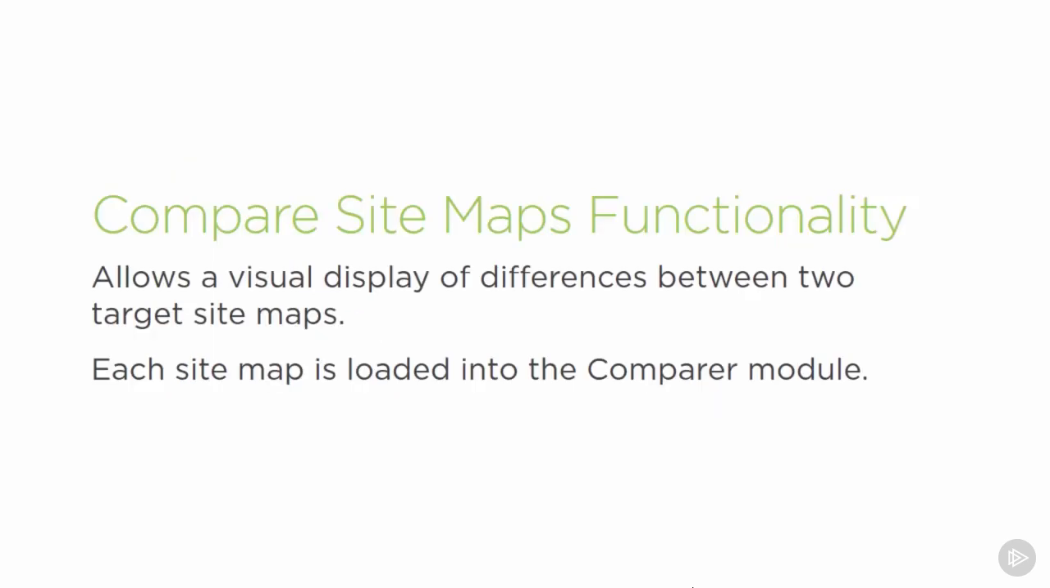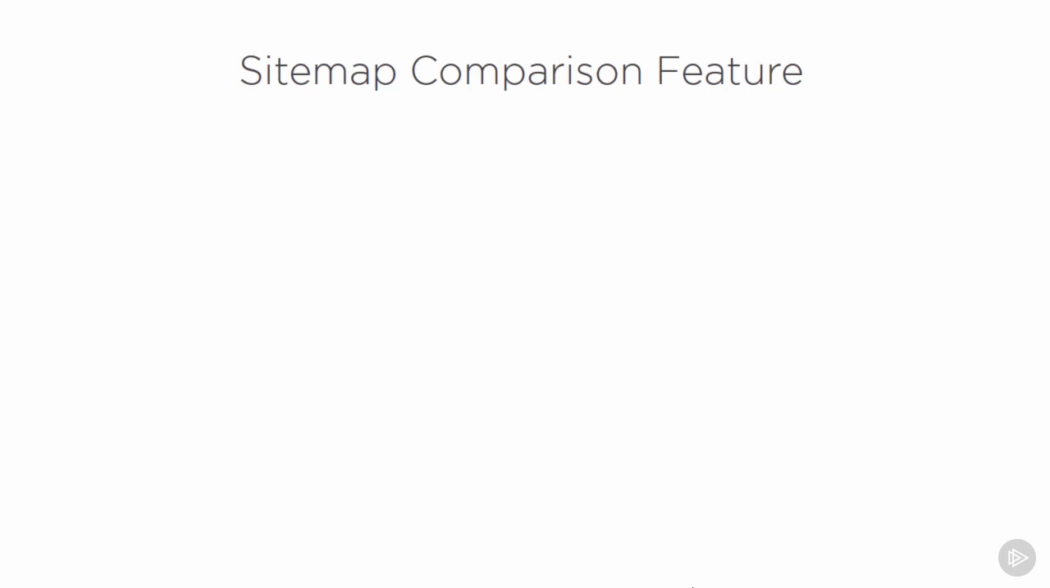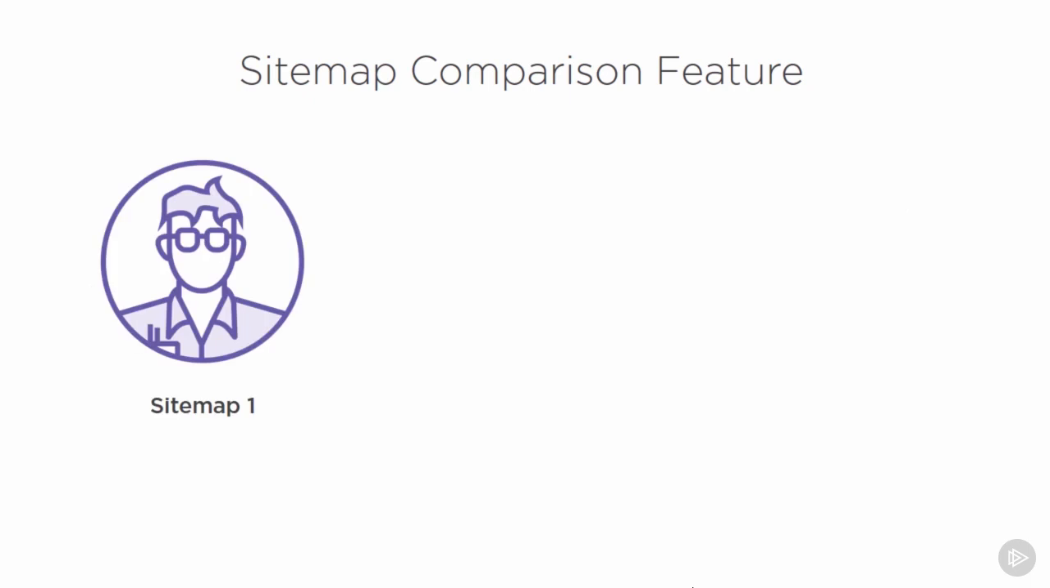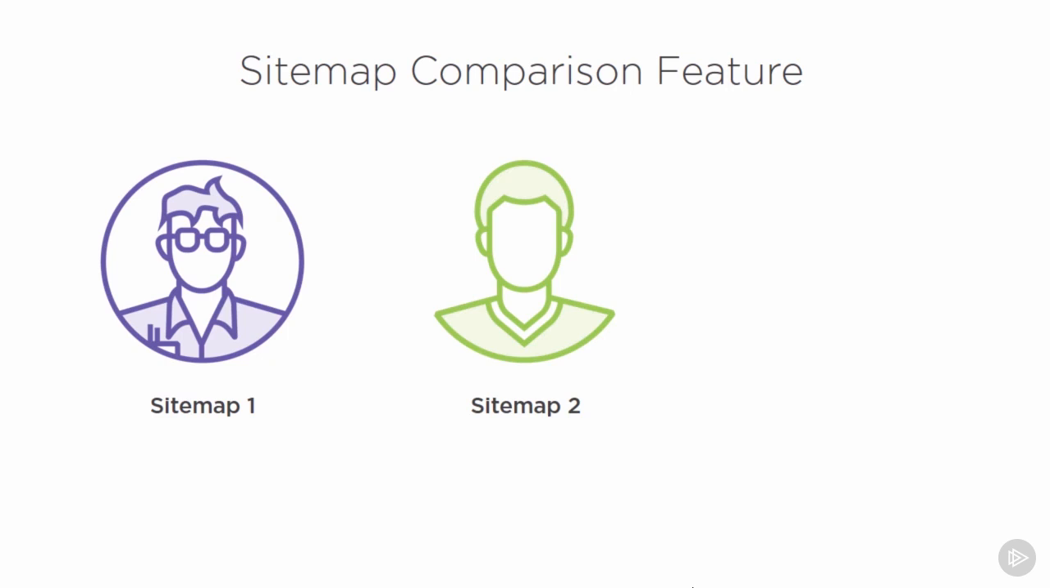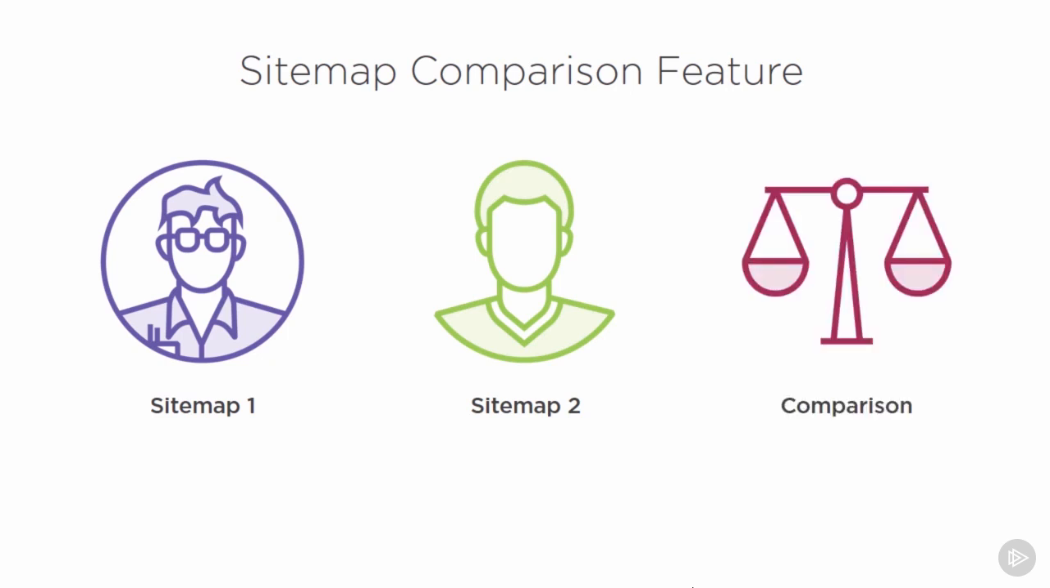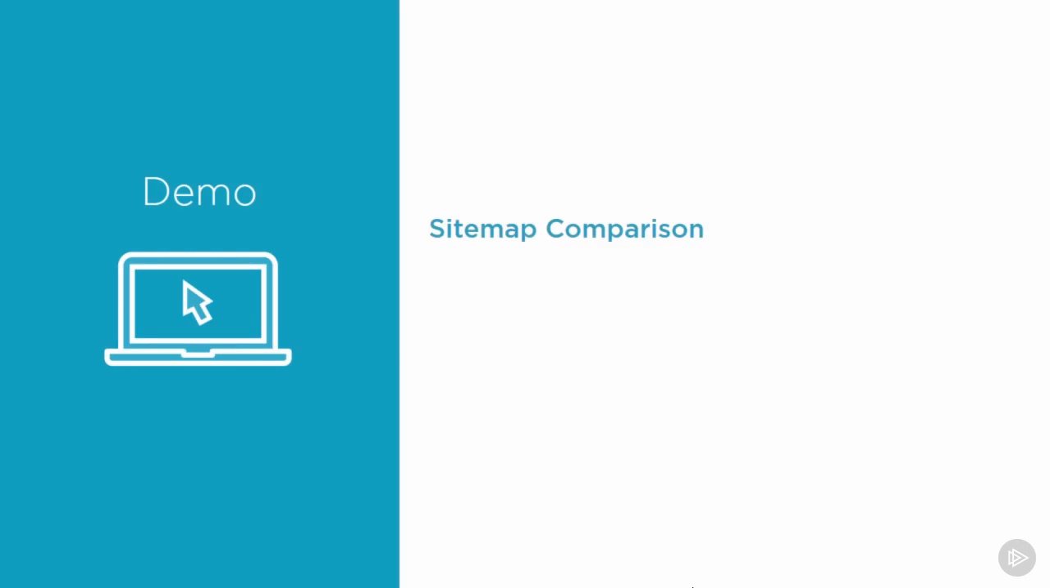Burp Suite provides a great tool called the Comparer, which allows us to compare two different sitemaps visually to more easily see the similarities and differences in the links that each role can access. Now we're going to use our admin spidering results as our sitemap 1 and our spidering results as Bob to be our sitemap 2 inside of the Comparer tool. Let's see this feature in action in this demo.